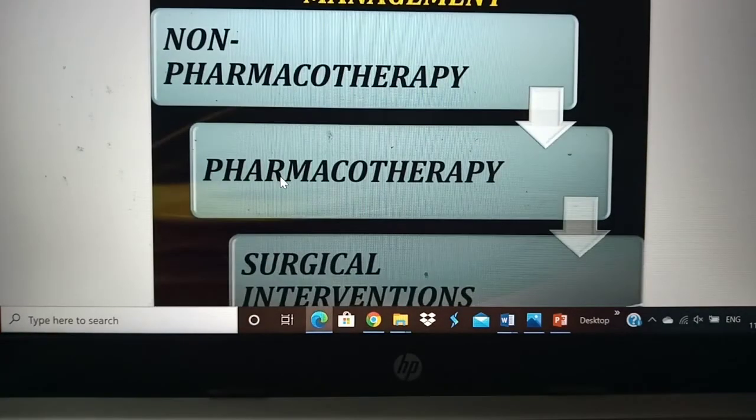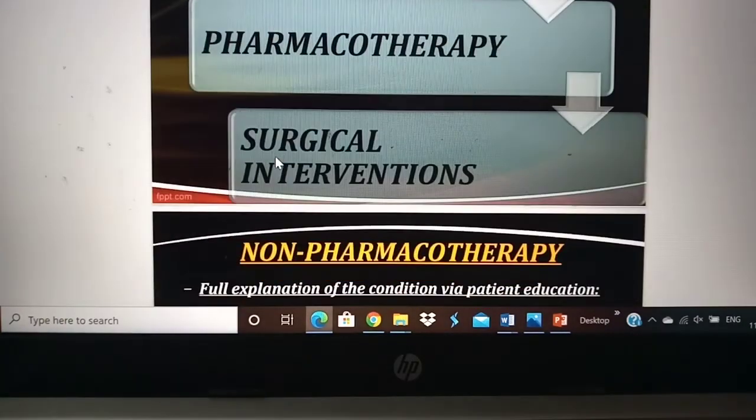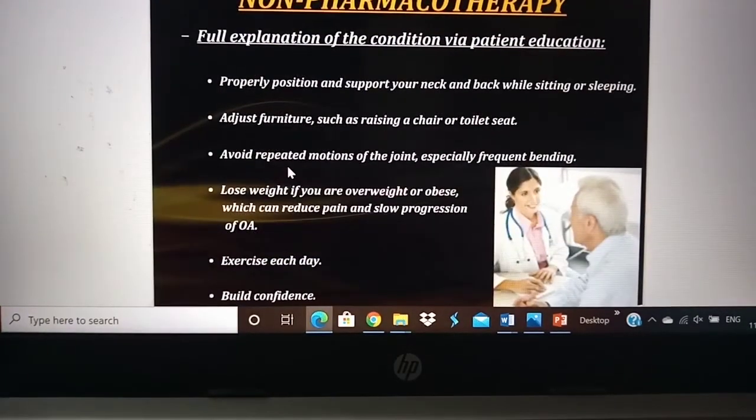So let's see the management. How do we treat this condition? Pharmacotherapy, non-pharmacotherapy, surgical interventions. Okay, non-pharmacotherapy: explain the problem to the patient. It's an old age problem, so they have to position themselves in a proper way and provide support to their joints. And physiotherapy can be started.